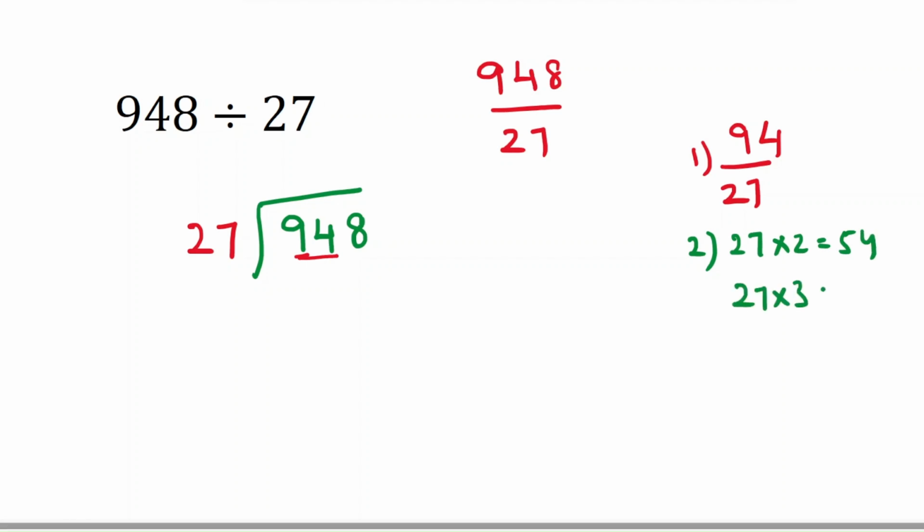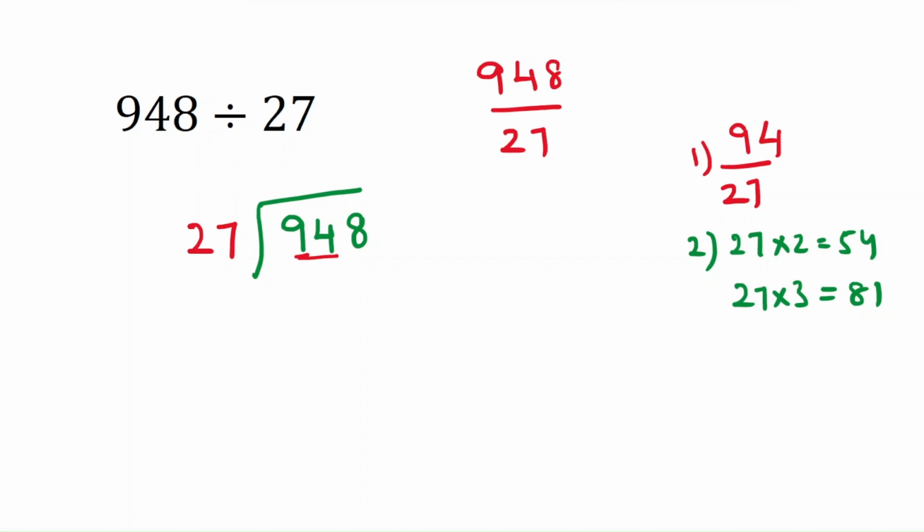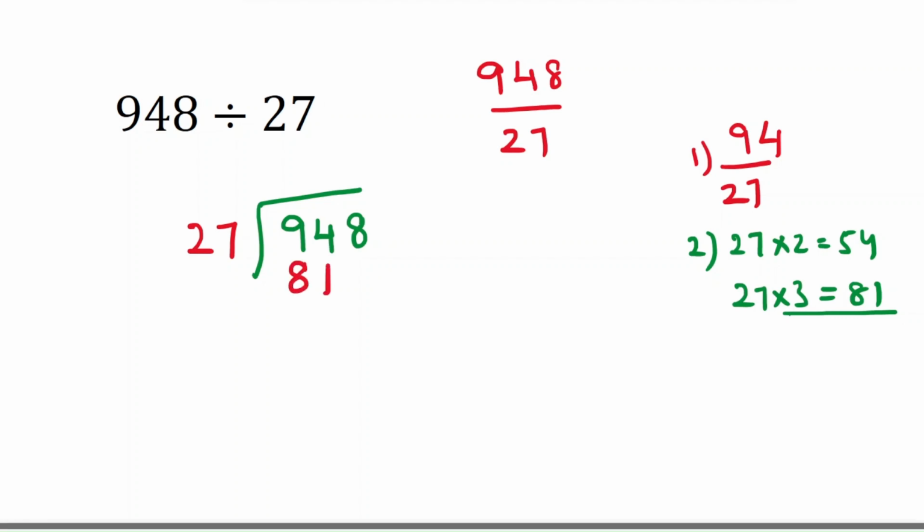27 times 3 is 81. So it's close to 94. If I take 27 times 4, it's more than 94. So you have to take the lesser value. So you have to write 81 under 94. And how many times is it? 3.